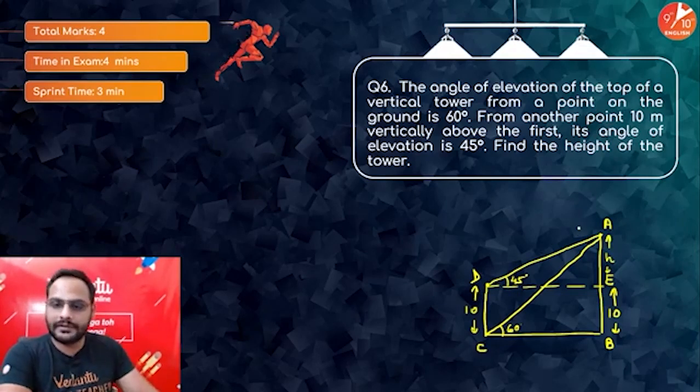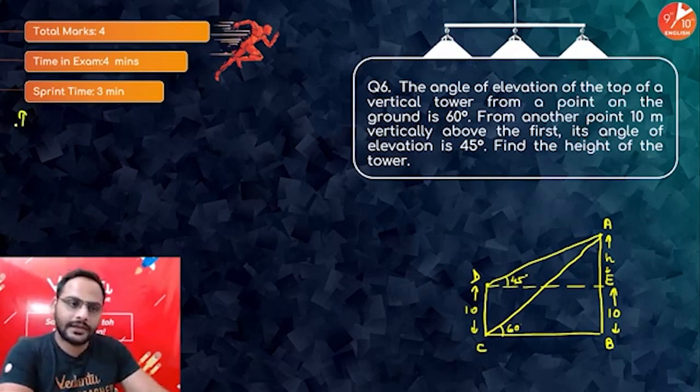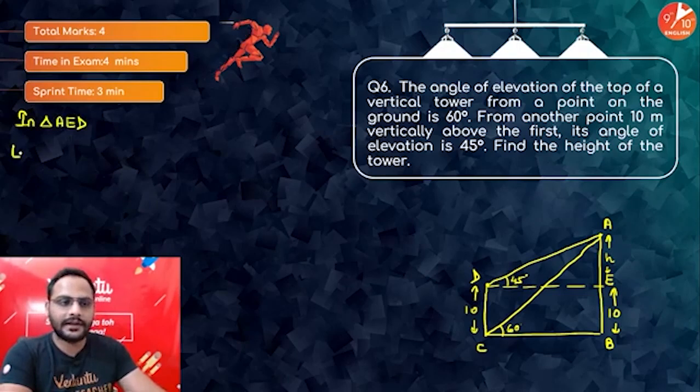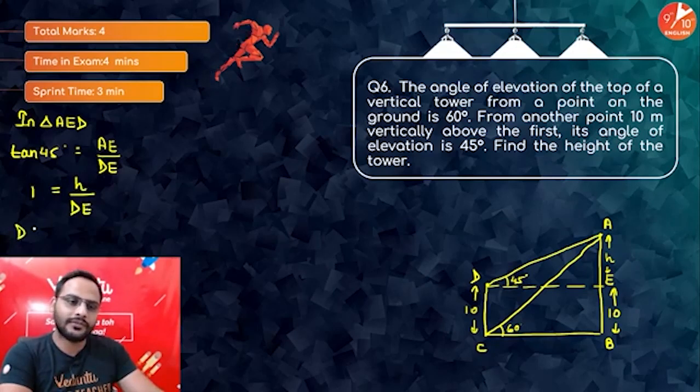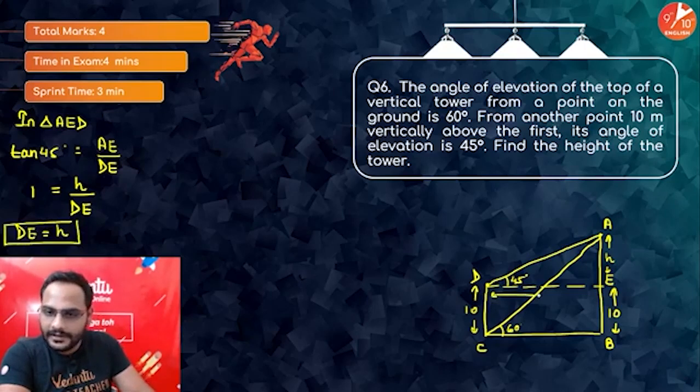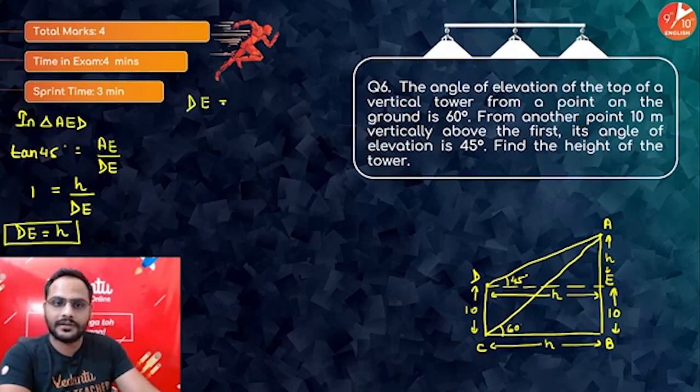So let us start with triangle AED. In triangle AED, tan 45 degree is equal to AE upon DE. Tan 45 is 1. AE is small h. What will be DE? DE also came as small h only. And if DE is equal to small h, BC also will be equal to small h. DE is equal to BC, both will be equal to small h.